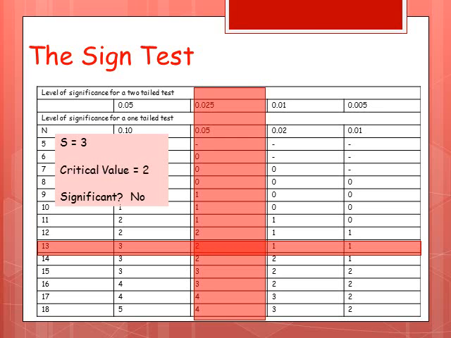So let's have a look at our numbers again. Our S value is 3, so that's our calculated value because you calculated it. Our critical value is 2. So in order for the test to be a significant result, the calculated value for the sign test needs to be lower or equal to the critical value, which it isn't. So therefore we do not have a significant result.